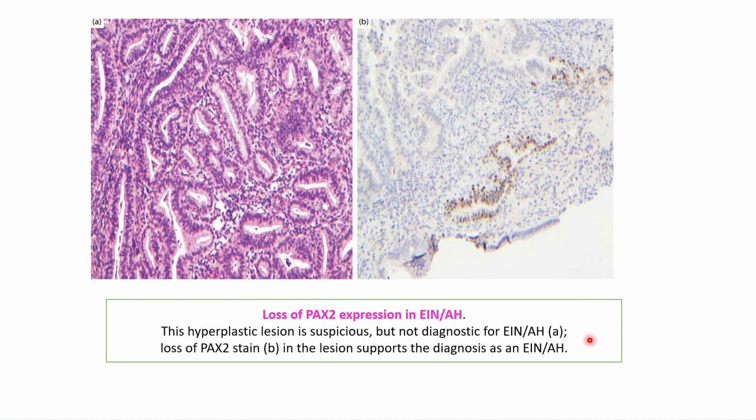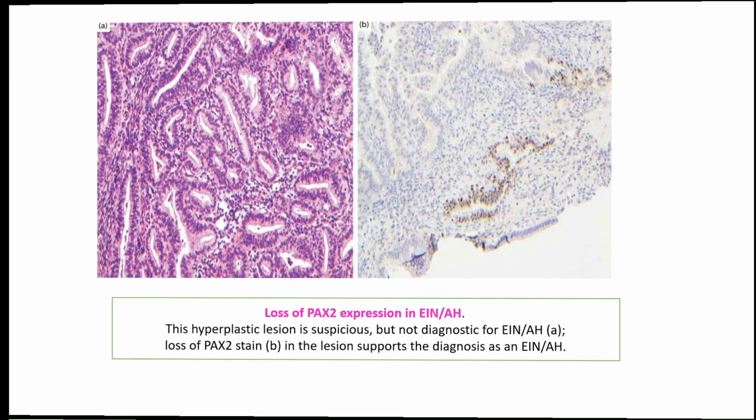Now, which IHC marker will be helpful in differentiating this EIN from normal? So here we can see this is the hyperplastic lesion which was suspicious but not diagnostic for EIN. So at that time if you see PAX2 stain, there is loss of PAX2 stain here which supports the diagnosis of EIN or AH. So always, whenever there is dilemma, we can use PAX2 stain to support the diagnosis.